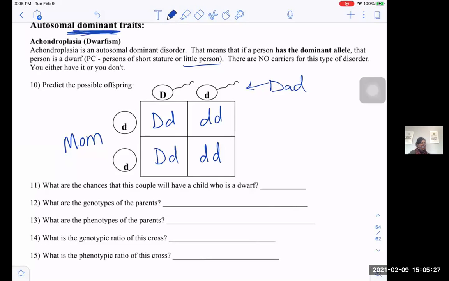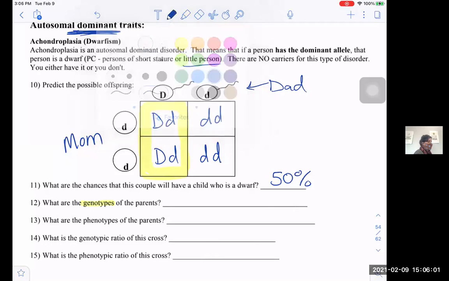All right, so what are the chances then of this couple having a child who is a dwarf? What was it? 50%, right? There's 2 out of 4 that could have dwarfism, right? And remember, it's the ones that have the dominant D, the big uppercase D. So what are the genotypes of the parents?